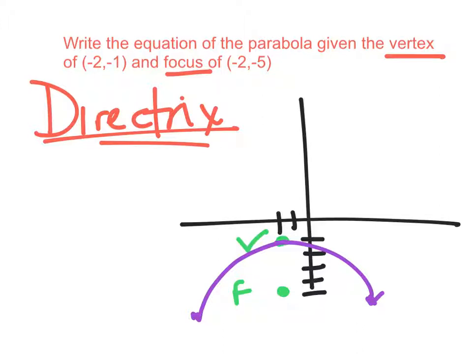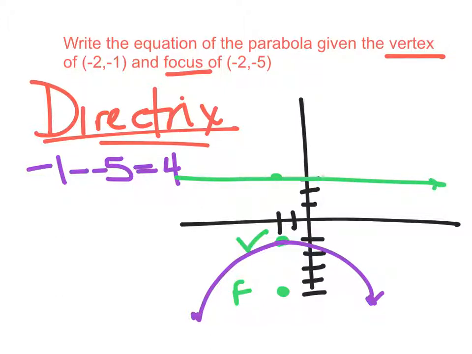So remember, everything's equidistant from the vertex. So basically I have to figure out what the distance is between these two. Well, this was at negative 1 and this is at negative 5. So if I just subtract them, negative 1 minus negative 5 gets me a difference of 4, which means the directrix has to be 4 away as well. So I'm going to count up 4. 1, grab my pen, 2, 3, 4. And draw in my directrix. So that's going to be at y equals 3.